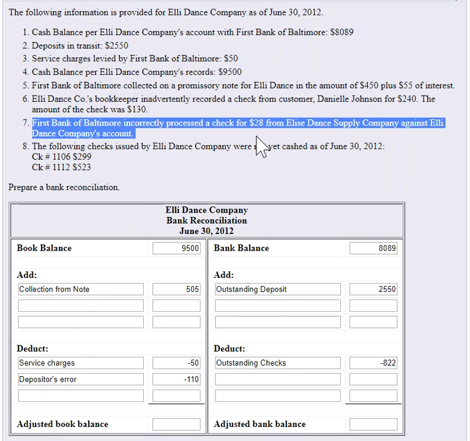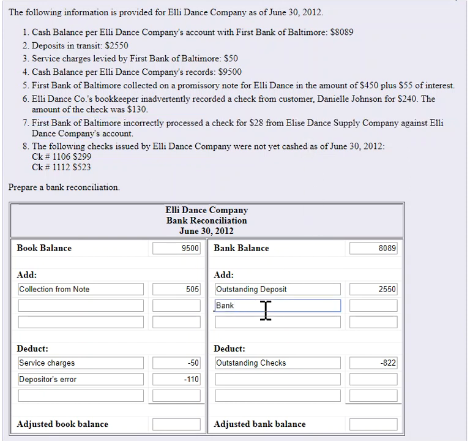First Bank of Baltimore incorrectly processed a check for $28 from Elise Dance Supply Company against Eli's Dance Company's account. Well, they didn't give us too much detail there, but that's a bank error, and it looks like they didn't give us credit for that deposit, so we're going to add an extra $28. So if I take the 8,089, add the 2,550, add the 28 and subtract the 822, we get an adjusted bank balance of 9,845.